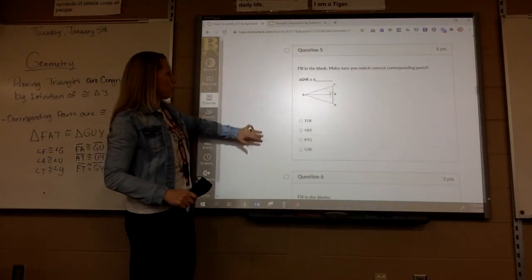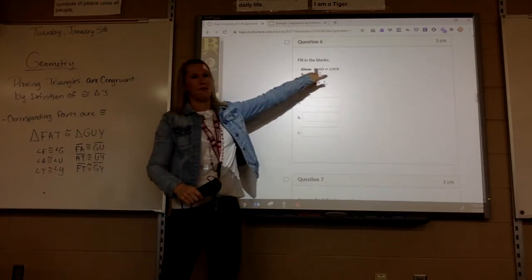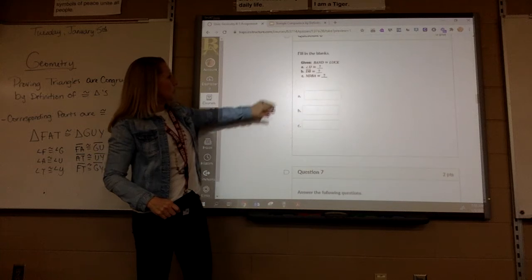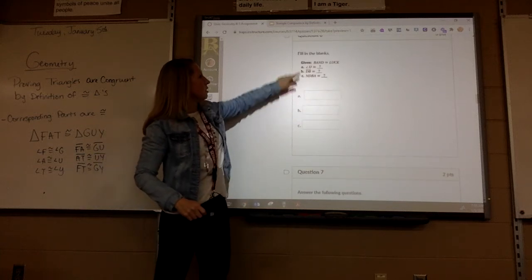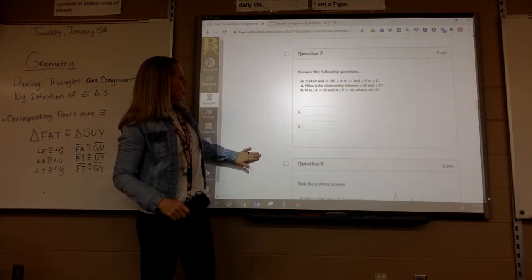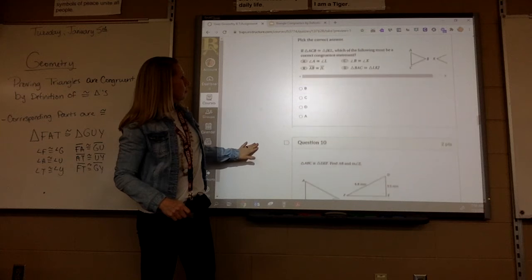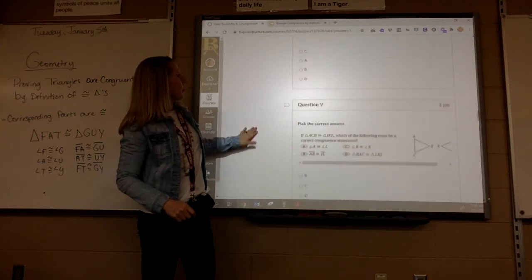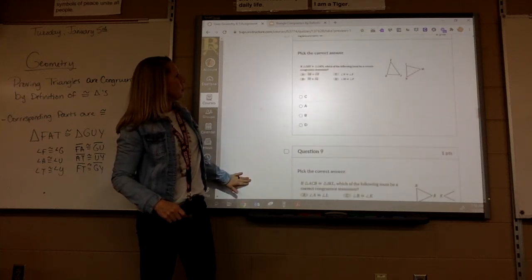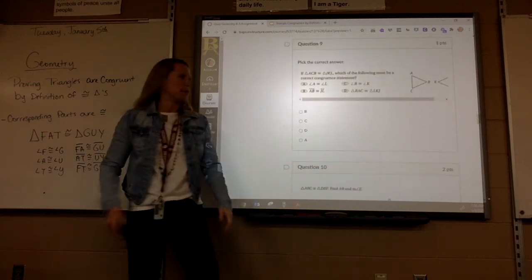So you'll do the same thing with 5. 6, you're just filling in the blanks again. Do you guys see how these blanks work? So A would go here. Okay, let's see. Maybe let's look at one of these. Let's look at 9.